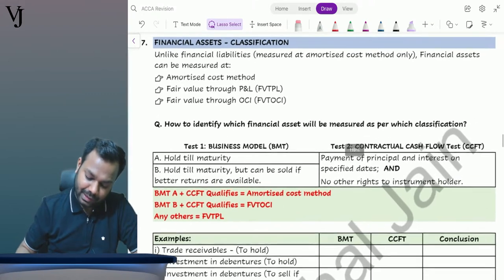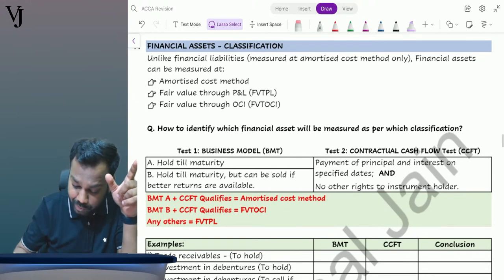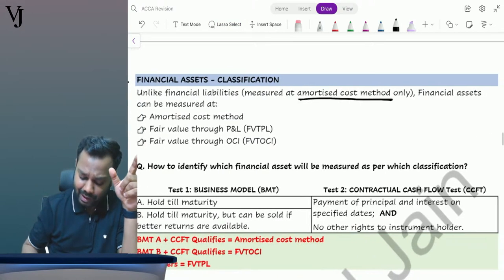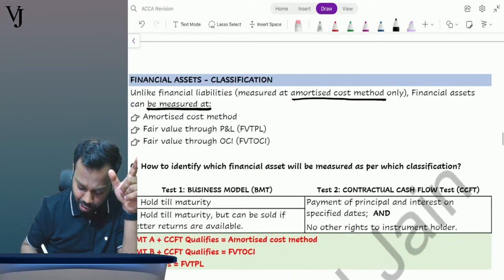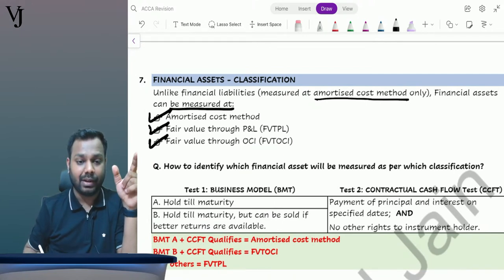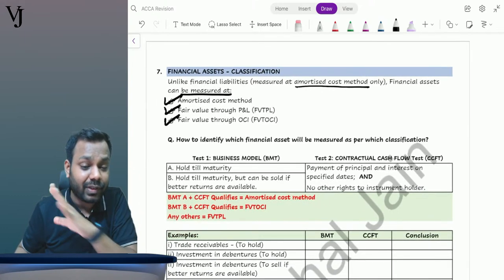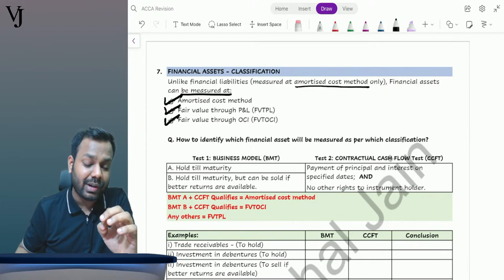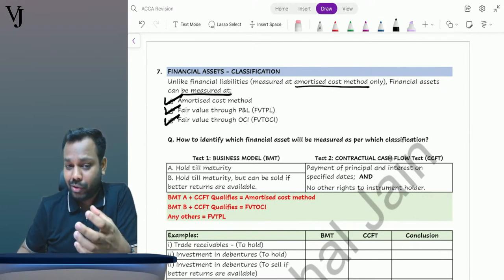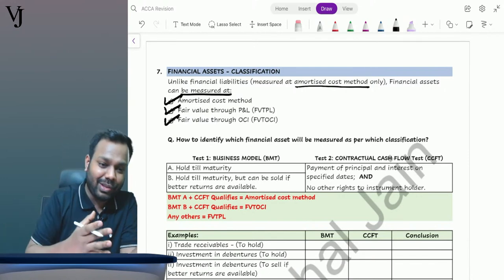Now, financial assets classification. Understand, unlike financial liability, which is measured only at amortized cost method, financial assets can be measured at amortized cost method, fair value through P&L and fair value through OCI. Now, the notes which I have made, guys, for the financial instrument chapter are self-sufficient in themselves from the conceptual perspective, covering each and everything in detail.